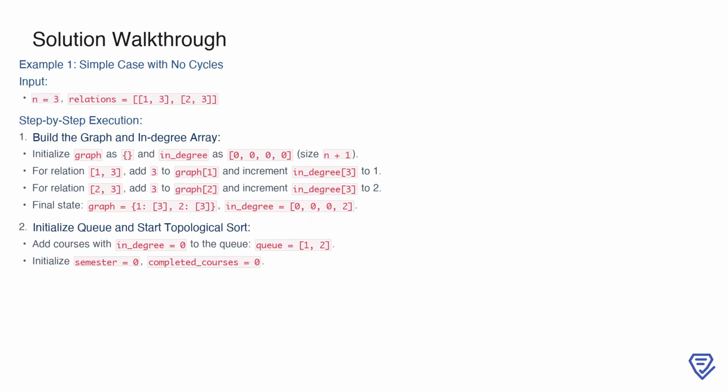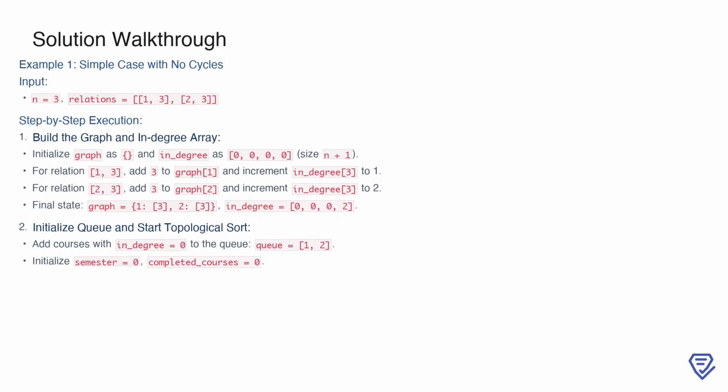Here, we start with a simple case where there are no cycles in the course dependencies. The input specifies that we have 3 courses and 2 relations. Course 1 must be completed before Course 3, and Course 2 must also be completed before Course 3. To solve this, we first build the graph and the indegree array. The graph represents the dependencies, so for relation 1, 3, we add 3 to the list of neighbors for Course 1 in the graph, and for relation 2, 3, we do the same for Course 2. At the same time, for each dependency, we increment the indegree of the dependent course. After processing both relations, our graph shows that Course 3 depends on Courses 1 and 2, while the indegree array reflects that Course 3 has 2 prerequisites.